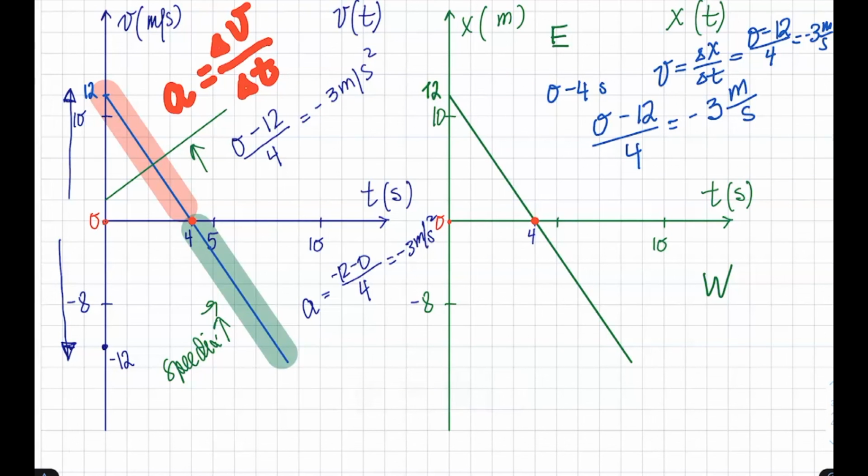So this would be how you read v versus t, or v of t, or velocity versus time graph compared to x versus t graph. They might look the same, but they mean very different things.